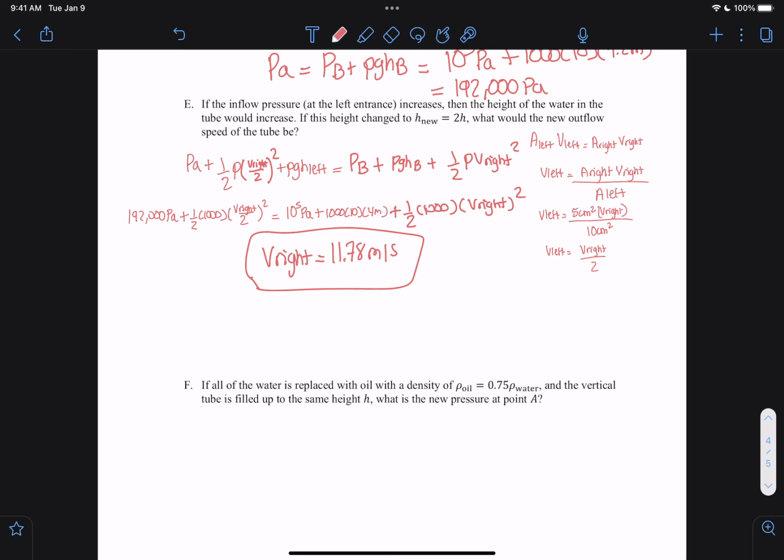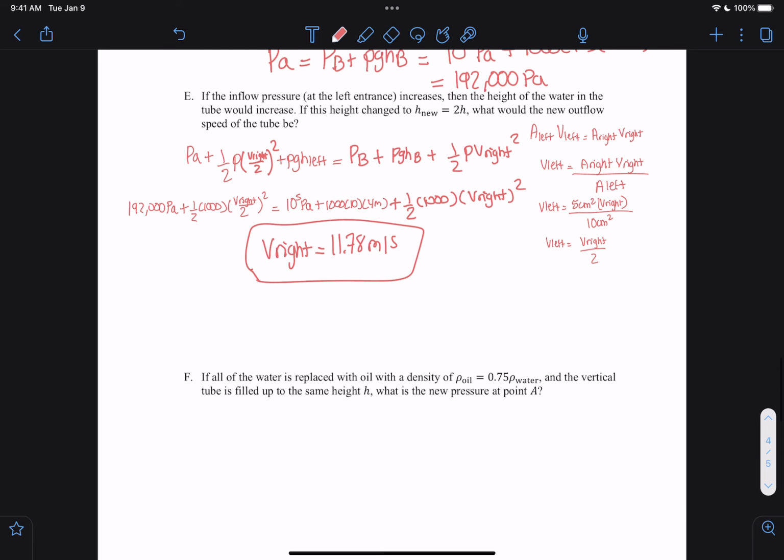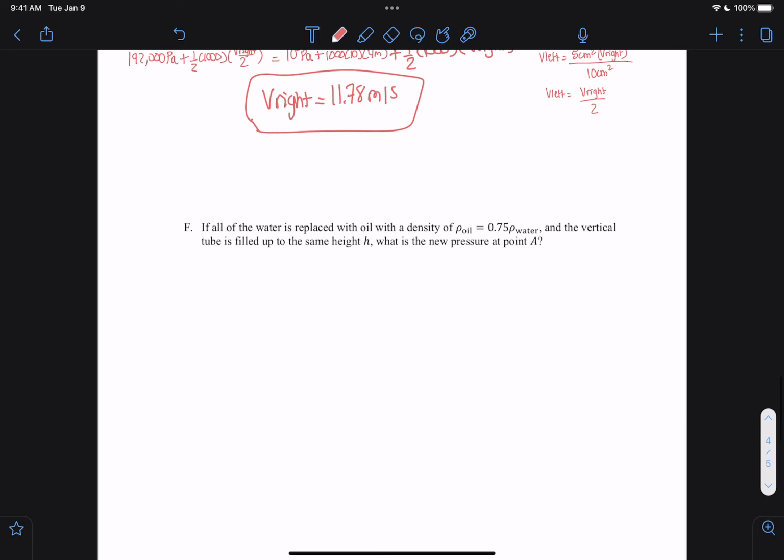But yeah, that's part E. Part F is if all of the water is replaced with oil with a density of rho oil equal to 0.75 rho water, and the vertical tube is filled up to the same height, what is the new pressure at point A?